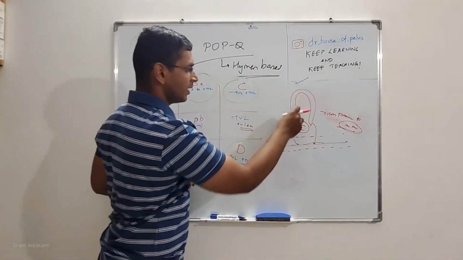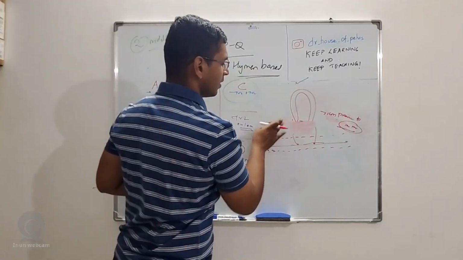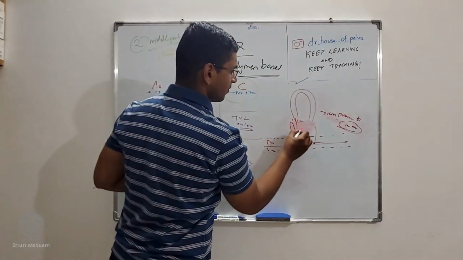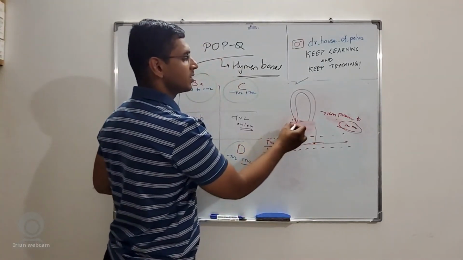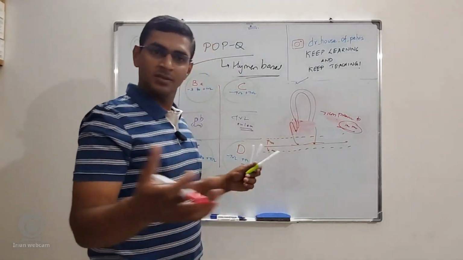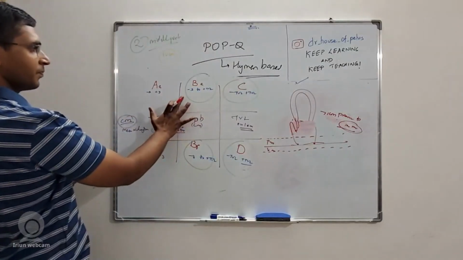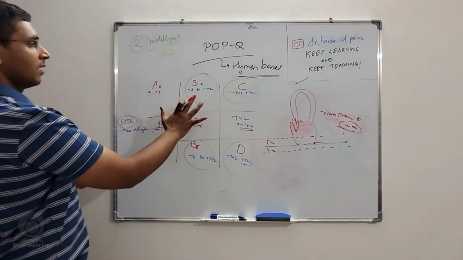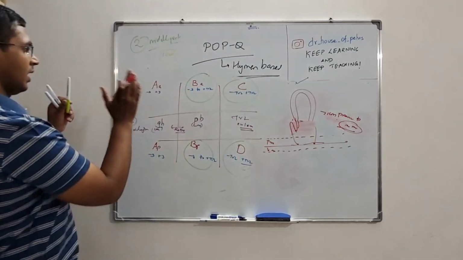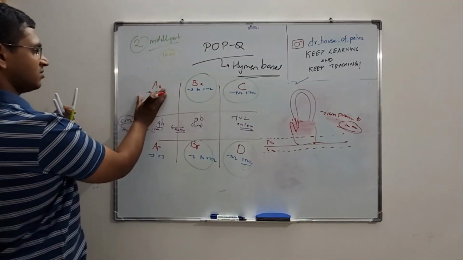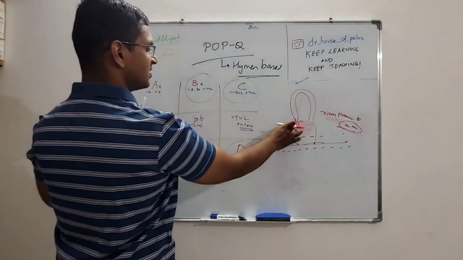The uterus is coming down, for example, it has come down like this. The most dependent point is here. The most dependent point is more than 1 centimeter proximal, so this will be grade 1 prolapse. Simple. So you see this, right? And you got an idea, okay, total vaginal length is 8 centimeter. The point A is still there at -3, but the point B has just started to come down.